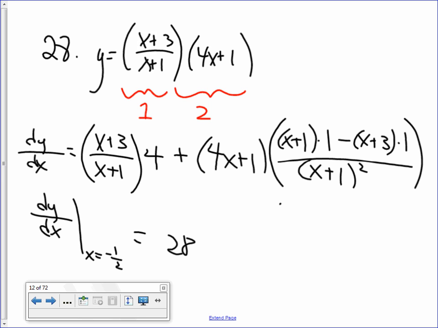So that's what I wanted to make sure. And then after you write that, you had to plug in a negative a half for all the x's. So that's why that one was really kind of rough. And it actually turns out to be 28. You have to check your work if you didn't get that. But that was the tough part. Then you could write the equation of the tangent line once you had that. But that was rough.